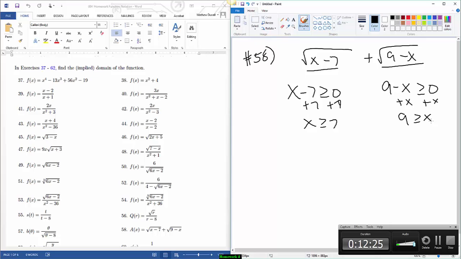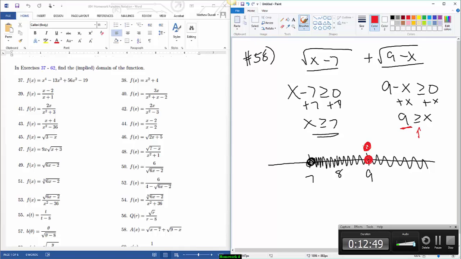So on a number line, if I were to graph this, the first one, here's 7, here's 8, and here's 9. So for 7, solid circle, x has to be greater than or equal to that, so I'm going to shade that. Then for this one, 9 has to be my greatest number. So I do have a closed circle on 9, but x is less than that, so if I shade everything less than that, I get this. So my domain is where those two values overlap, and so my domain is going to be from 7 all the way to 9, and that's going to be my answer.